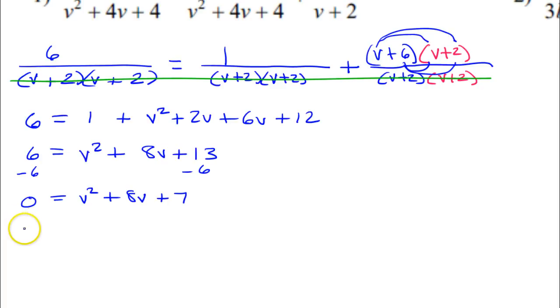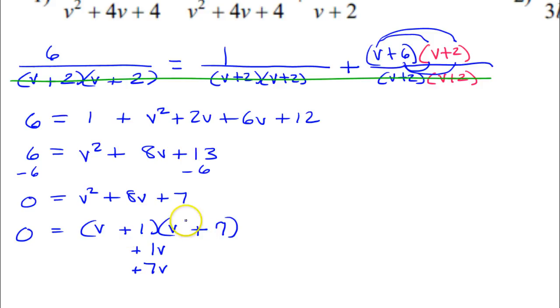Probably this is factorable, so let's go for it. V squared will be v times v. 7 will be 1 times 7. Inner plus outer equals middle. Inner, I have 1v. Outer, I have 7v. To make 8v, both of these need to be positive, which means that both of these would be positive. And a positive times a positive is a positive for the positive 7. So this is working out great.